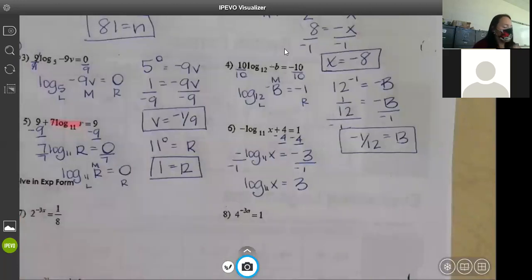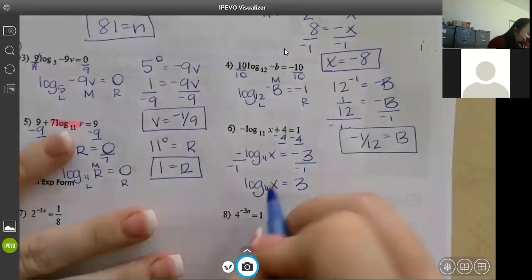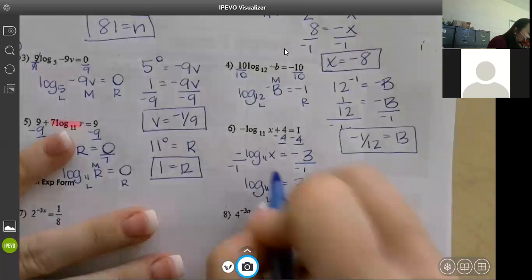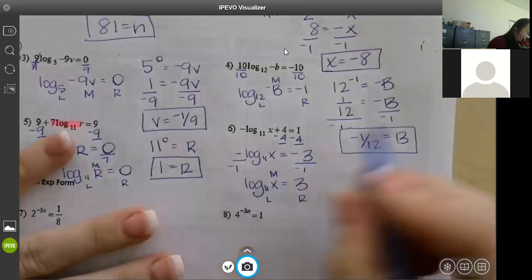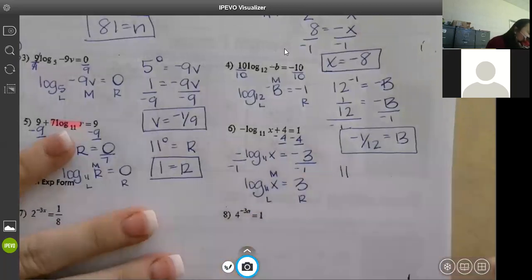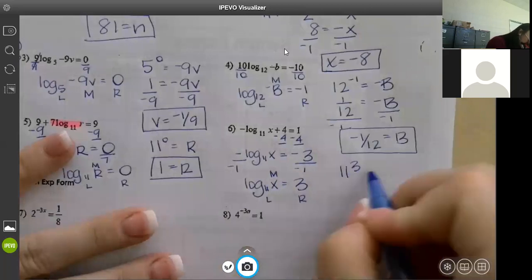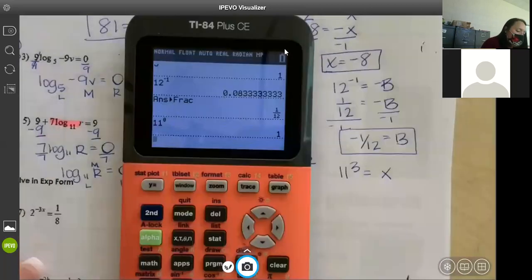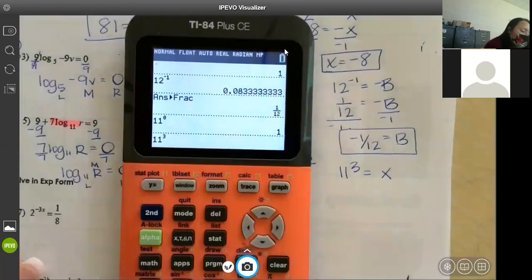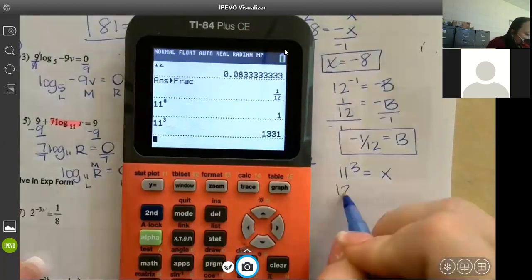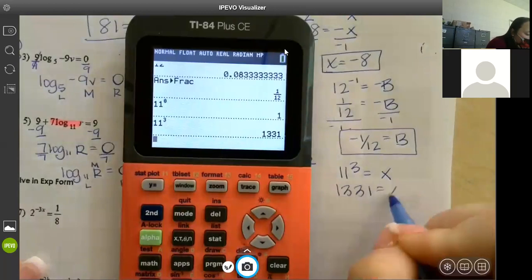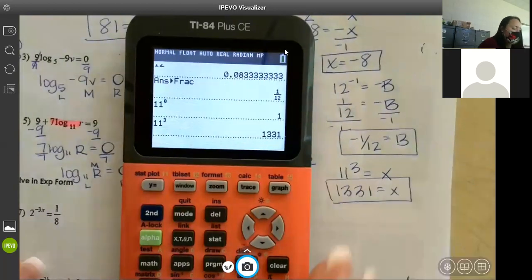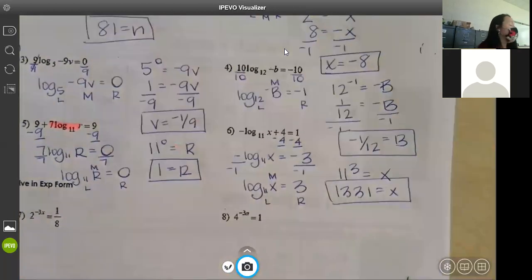Now that our log is by itself, you're going to do left, right, middle. So left is your base, right is your power, equal to the middle. Put it in your calculator. 11 to the third is 1331. And that's it. That's all you do.